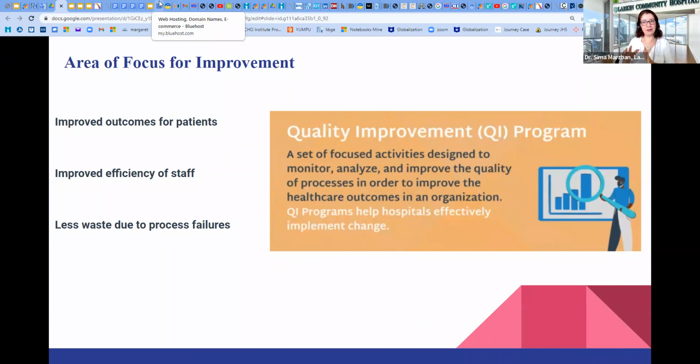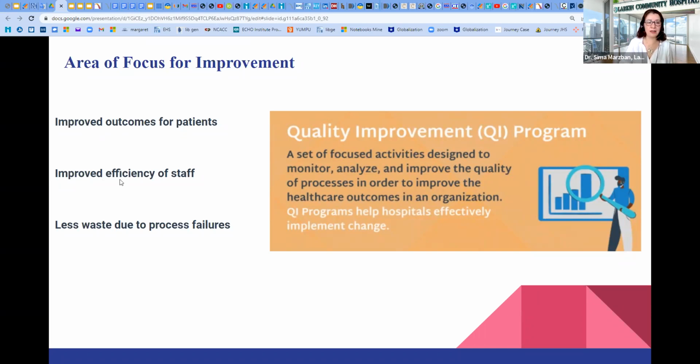Okay, after using those tools to analyze the issue, again, I review from the beginning. We developed an aim statement. We developed our project charter. We analyzed the issue using different tools. One of them was Fishbone. The other one was Rich Picture. We have many other tools, but those are just my introductions in this lecture. Now we should focus on areas that improve outcomes for patients.